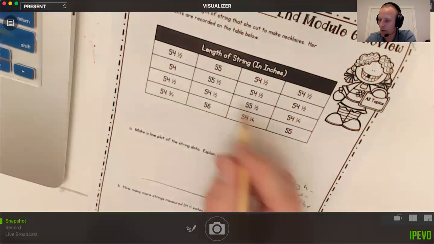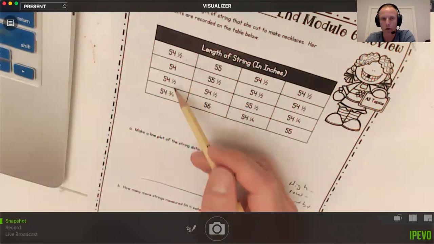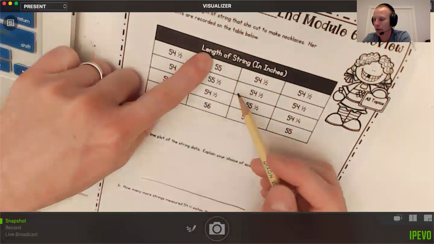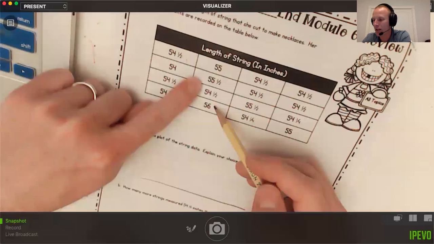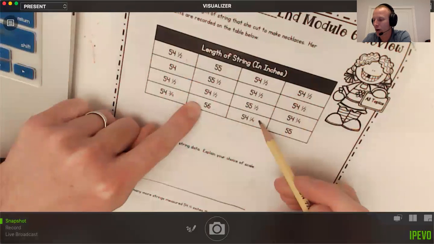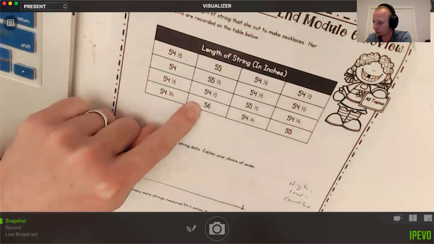So my highest number on here, let's look for that first. 54.5 so far. 54 3/4 is bigger, so I'll put my finger there. 55 is now the biggest. 55.5 is bigger. 56 is now the biggest. Nothing in this row or column is bigger than 56, so 56 is my last one.